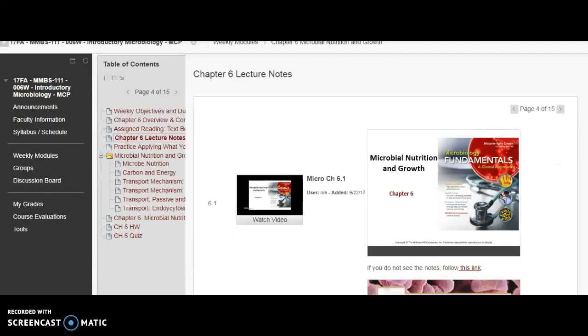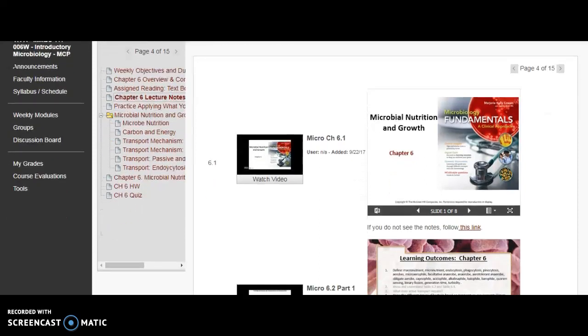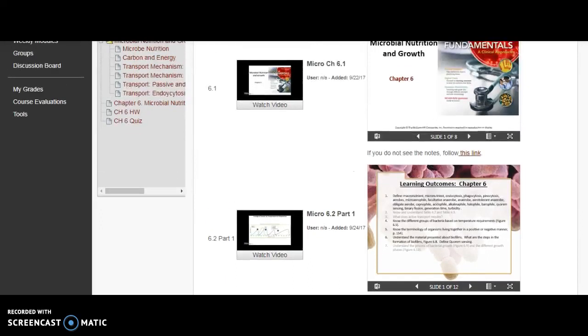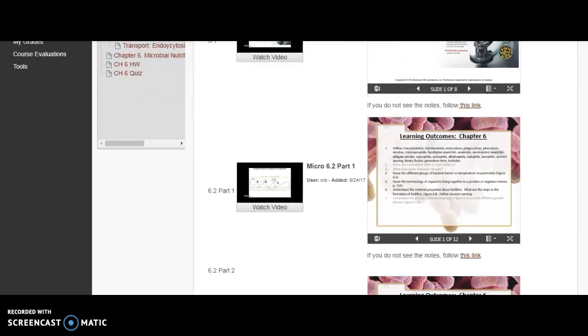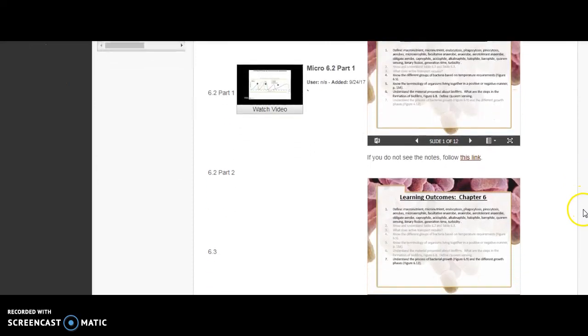Alright, and here are the PowerPoint notes for this week. So 3 sections, 6.1, 6.2, 6.3, and you have your PowerPoint slides for each section. Alright, and then here you have the YouTube videos of me talking through those lecture notes. And currently there's just section 1 and then section 2, part 1.